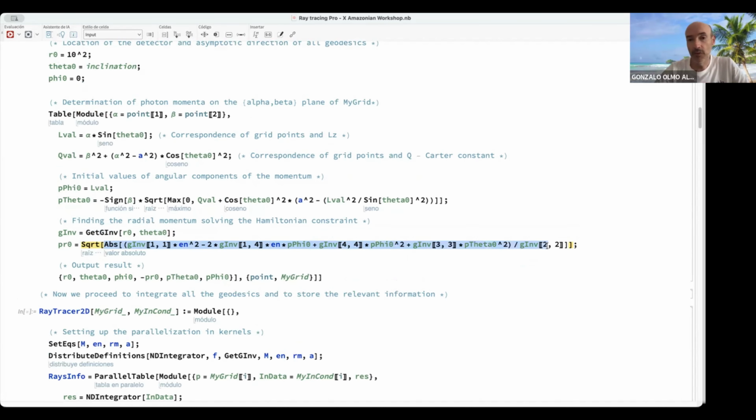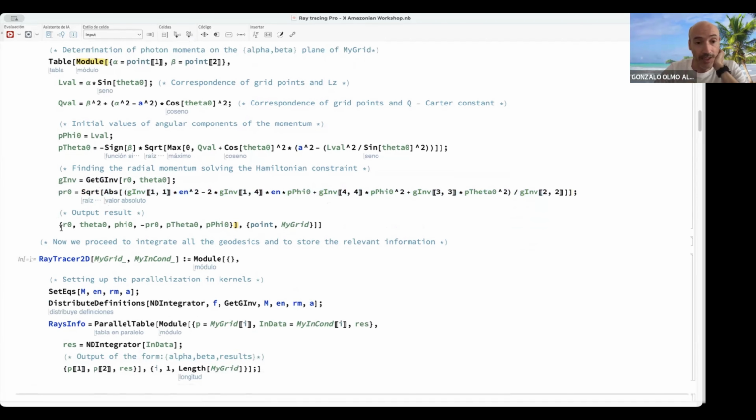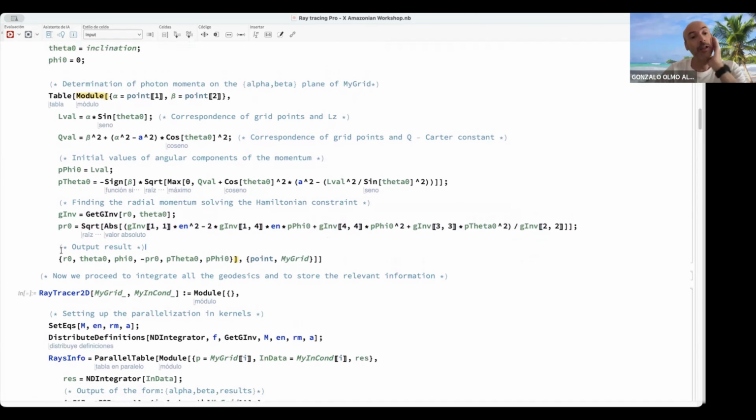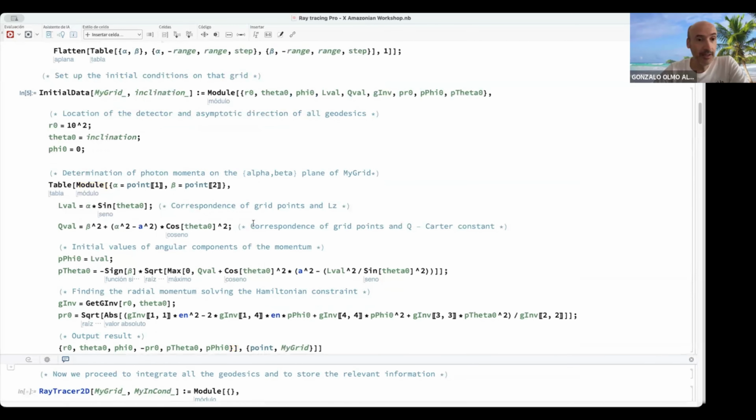This is simple. We did that by hand in the lecture where we explained the theory. And so finally, for each grid point, we have these initial conditions. The spatial sector is the same, and the momenta depend on the pixel that we choose. Note that for the radial momentum, we are taking the minus sign because we are integrating backwards, from the detector to the accretion disk. We do that for all the elements on the grid. And that's it. So this computes all the initial conditions.